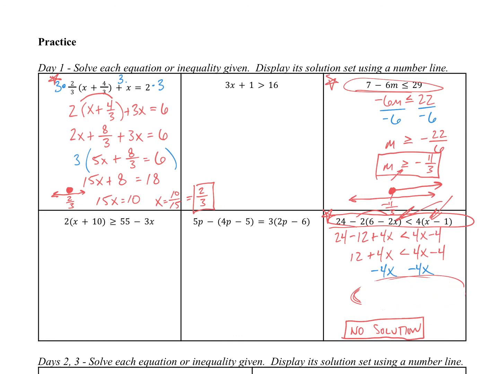Now, if you got something like, let's say you got a different value from this, and you ended up getting a statement that said 5 is greater than 2 or something like that, well, that is true. And in fact, that's always true. So in that situation, your solution would be all of the real numbers. And that's a symbol just meaning all real numbers, or in other words, infinitely many solutions. There's no value that you could pick that would make that statement not true.